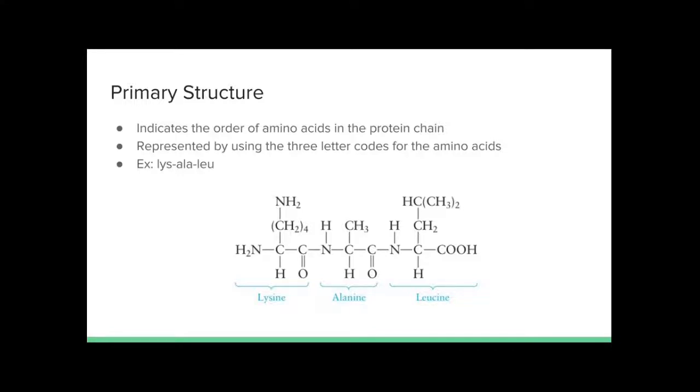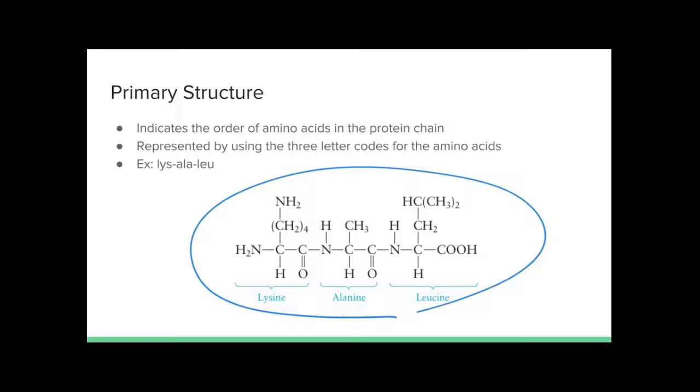Looking at the example down below, we have lysine, alanine, and leucine in a row. So the shorthand primary structure of it would be right here, given by the first three letters of each amino acid. It is also understood that the amino group is on the left and the carboxyl group is on the right.